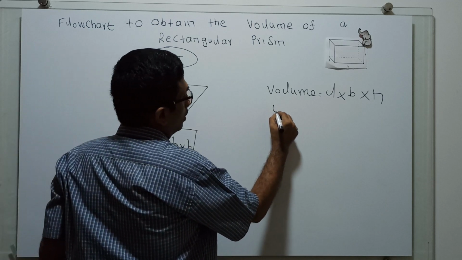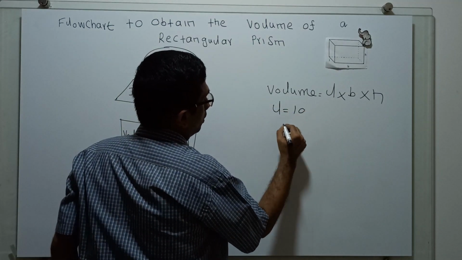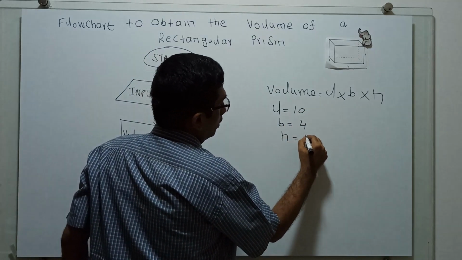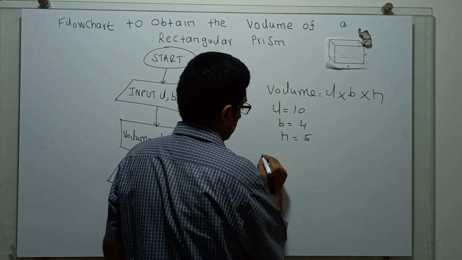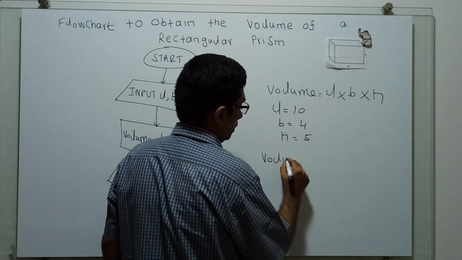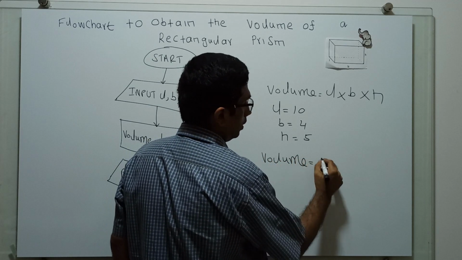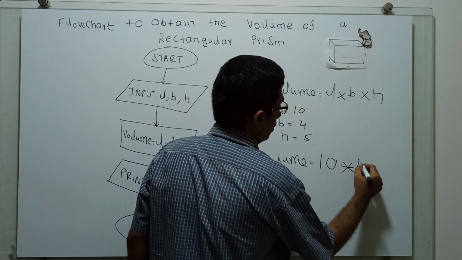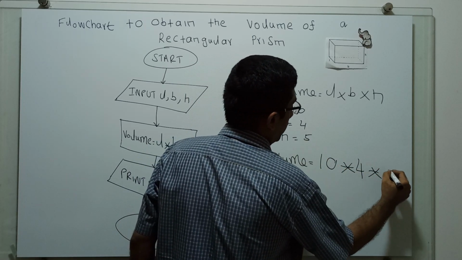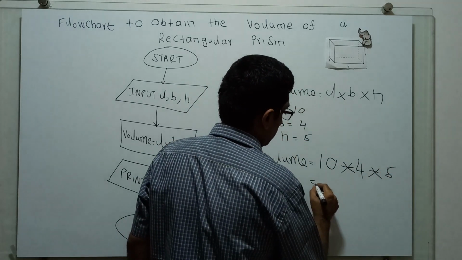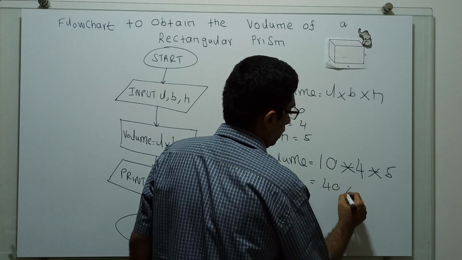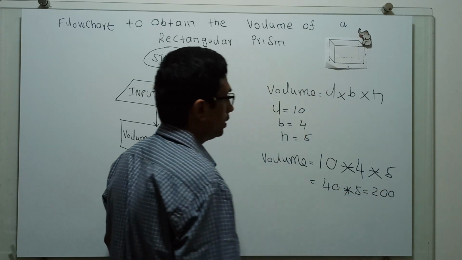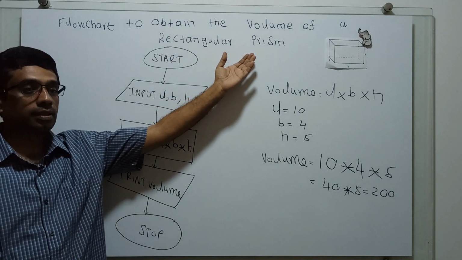So I am giving length equal to 10, breadth 4 and height equal to 5. Volume equals length 10 multiplied by breadth 4 multiplied by height 5. This is 40 multiplied by 5, which is equal to 200. So 200 is the volume of the rectangular prism.